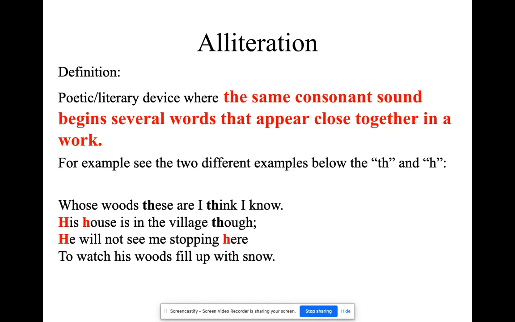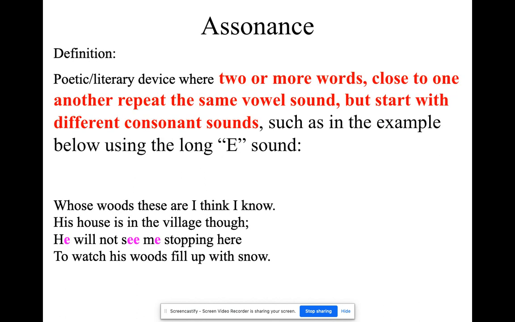The first one is alliteration. Alliteration is a device where the same consonant sound begins several words that appear close together in a work. You can see the examples of the TH sound down below in the first stanza of the poem, and then you can also see the H sound. So I have two different examples of alliteration there. These, think, though, and even though think is a little different, it's still the TH. And then the H sound: his, house, he, here. That's alliteration.